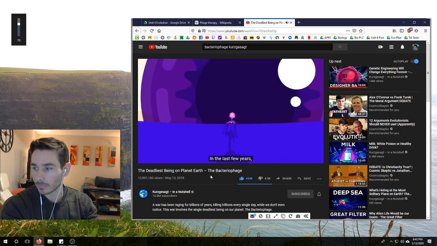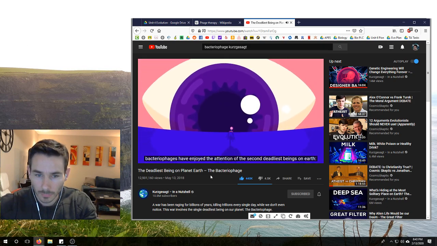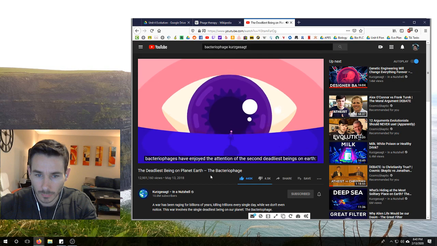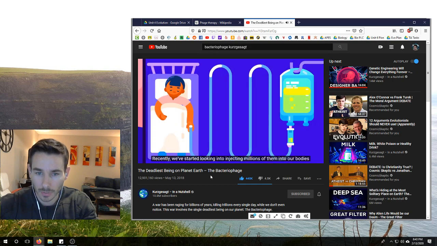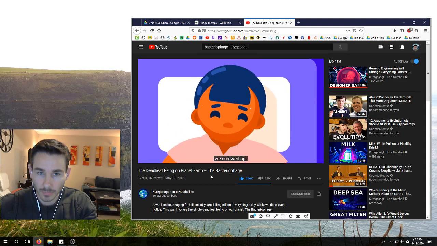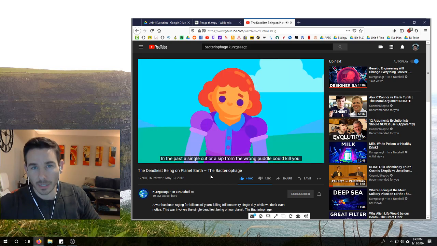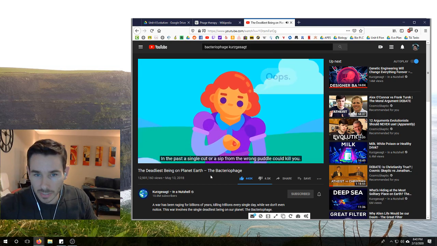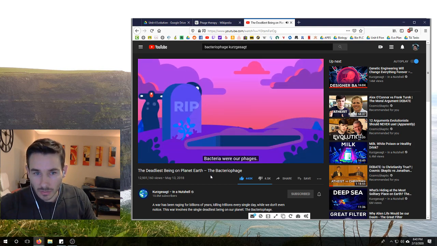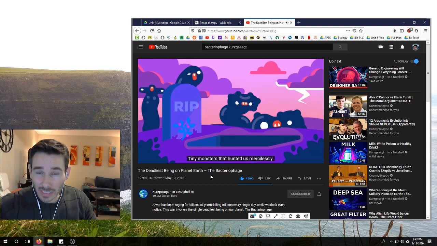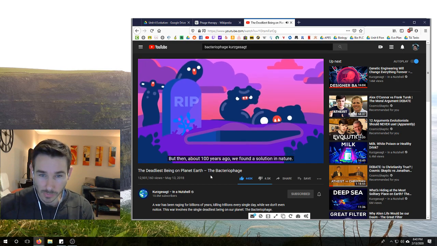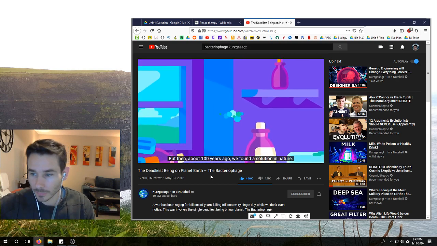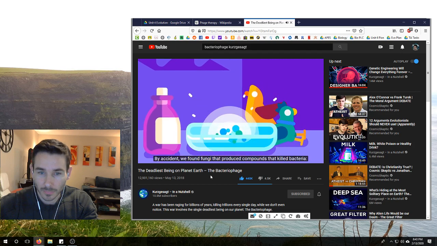In the last few years, bacteriophages have enjoyed the attention of the second deadliest beings on Earth, humans. Recently, we've started looking into injecting millions of them into our bodies because we're sort of getting desperate. We screwed up. In the past, a single cut or a sip from the wrong puddle could kill you. Bacteria were our phages, tiny monsters that hunted us mercilessly. But then, about 100 years ago, we found a solution in nature. By accident, we found fungi that produced a compound that killed bacteria.